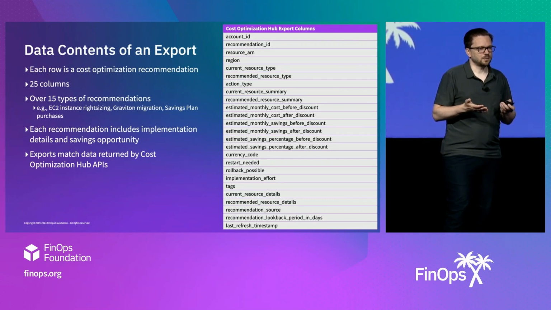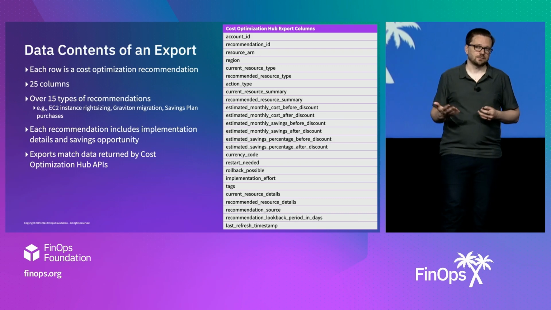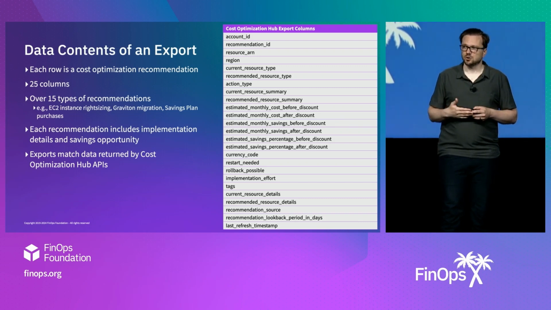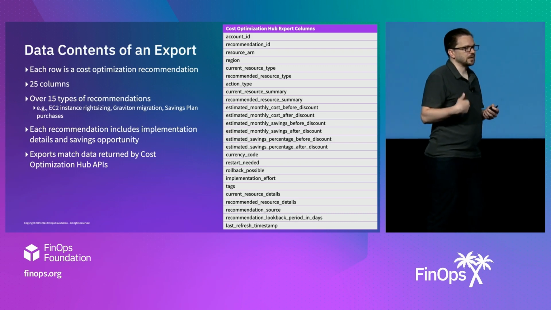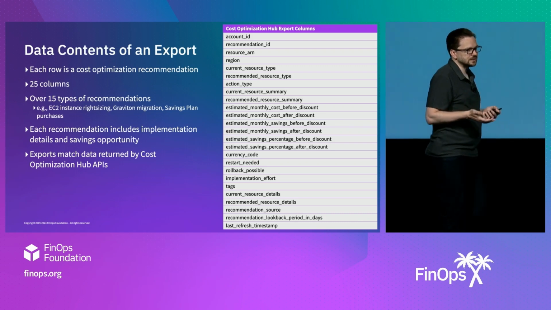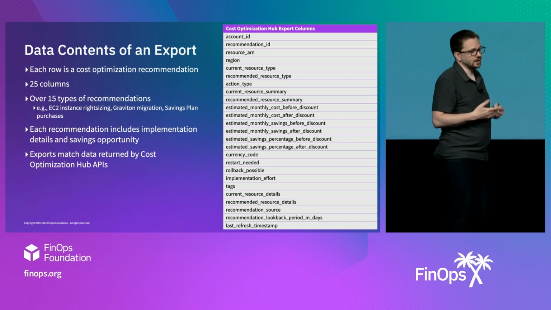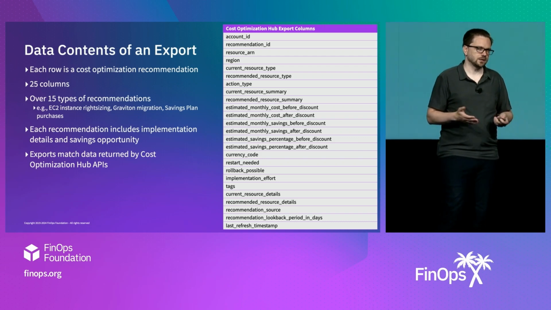Let's talk a little bit more about what's in the export. So we have 25 columns, 15 different kinds of recommendations are in the hub. You can look at every one of them in granular detail in the exports. Each one of them includes implementation details, savings opportunity, and complexity, like how hard is this to execute.